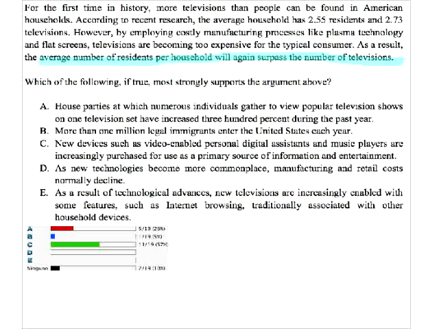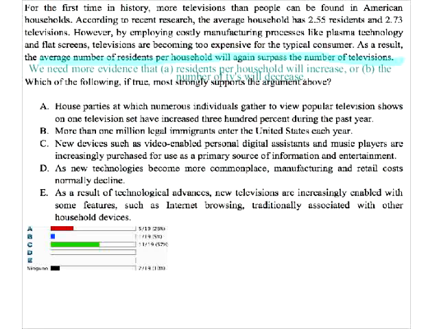So this is what we have to support. We just need additional evidence. And notice that unlike weakening, when you support, you don't have to support the current line of argument. All you have to do is just support the conclusion. So we need more evidence that either A, residents per household will go up, or B, the number of televisions will go down. So either one of these would be legitimate. If you have evidence that the number of residents per household will actually go up, then that would also support the conclusion. If you have evidence that the number of TVs will decrease, that will also support the conclusion.